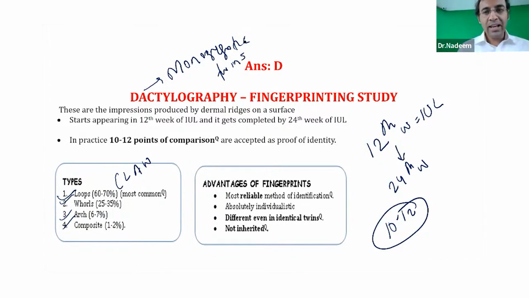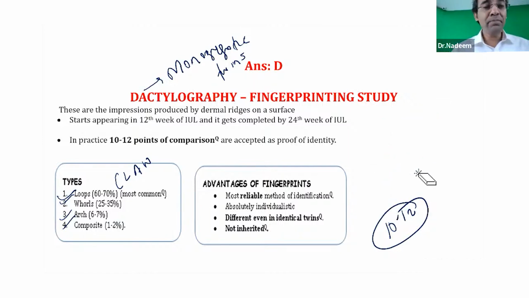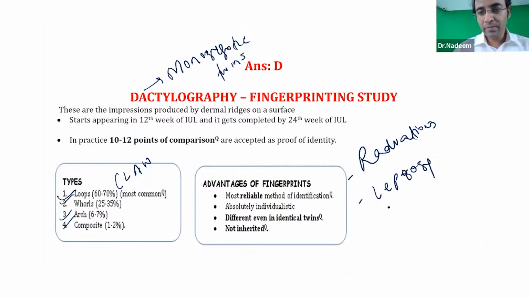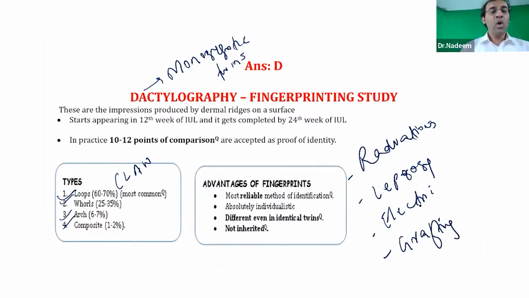Now the question is, in which condition can there be permanent alteration of fingerprints? Radiations, leprosy, electric injury, and skin grafting. All these are important questions related to fingerprinting.